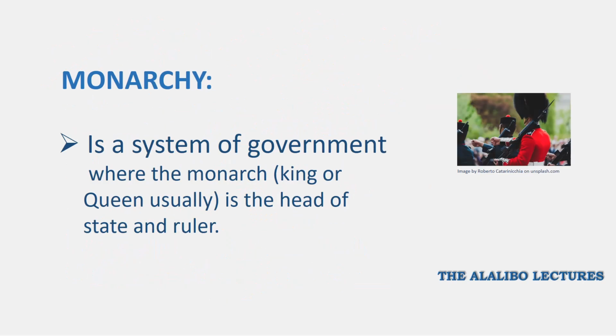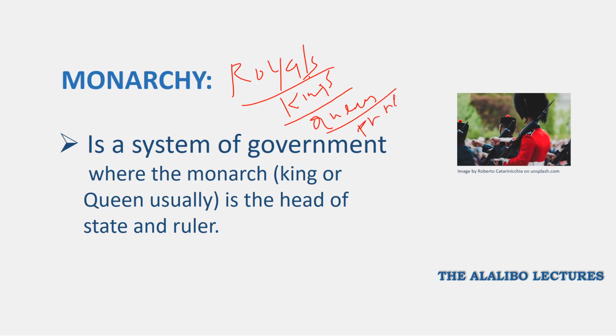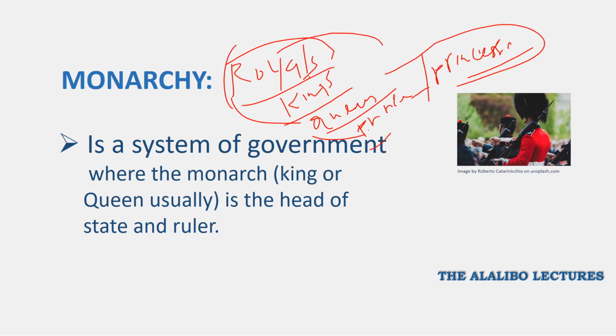So the next form of government is monarchy. And monarchy is by royals, it's ruled by royals, right? Usually kings, queens, as we've seen in Queen Elizabeth, who ruled for decades and decades and decades, and princes, right, and princesses, usually, right? There could be other names as well, right? So monarchy then is ruled by these groups of people.